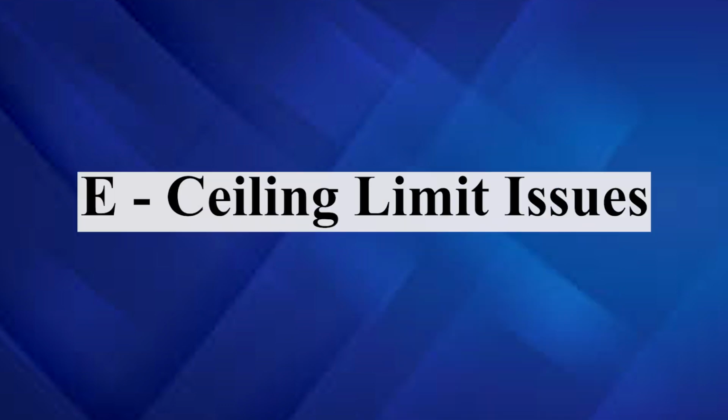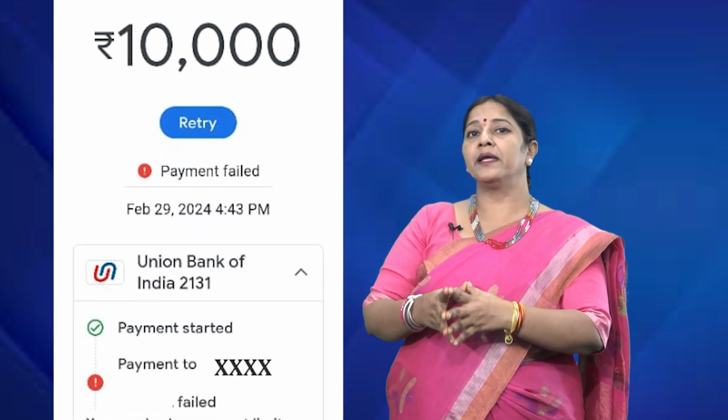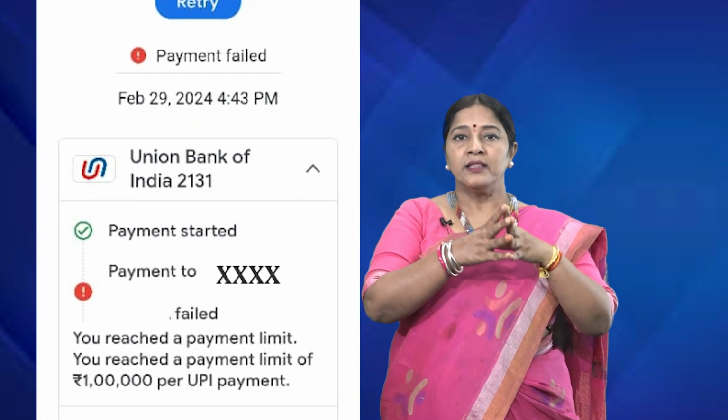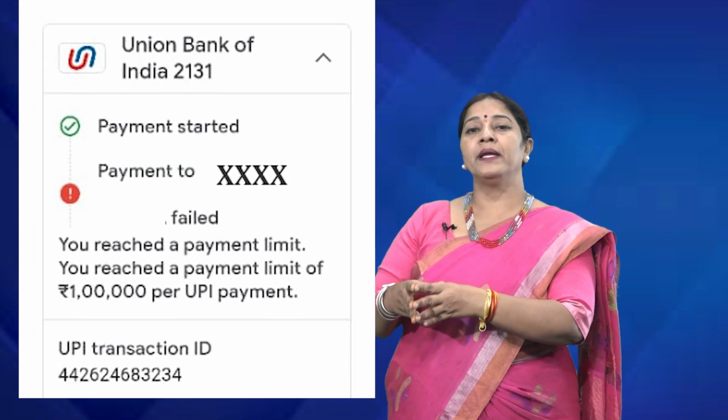E. Ceiling limit issues. Some cards have a maximum limit that can be spent in a single transaction. This could lead to the card being declined. Especially, corporate cards may have a specific limit on the amount of cash that can be drawn per day. Therefore, the card will be declined if there is an attempt to draw cash beyond the sanctioned daily limit.